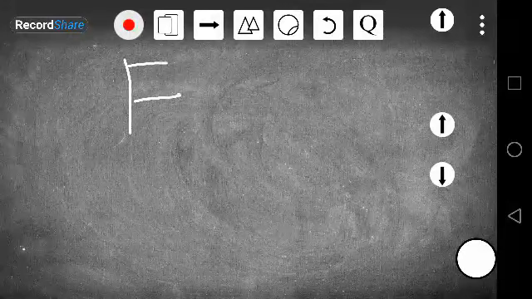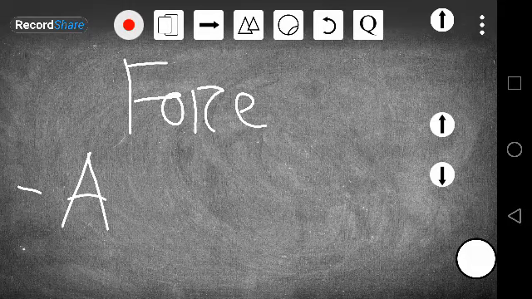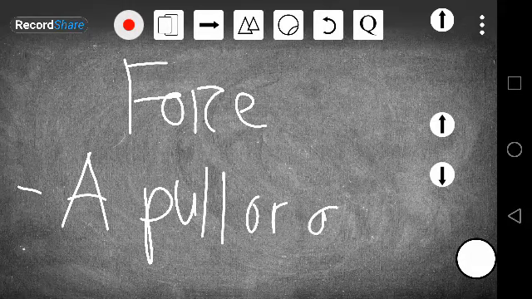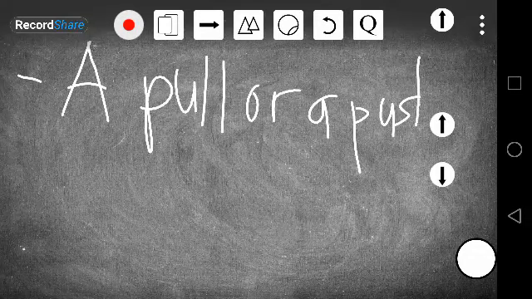Today we are going to look at force. Now, what is force? I can best define force as a pull or a push. That's how best I can define a force.